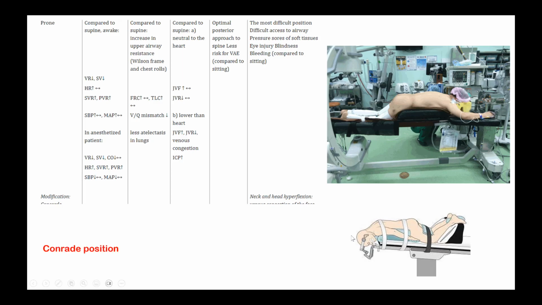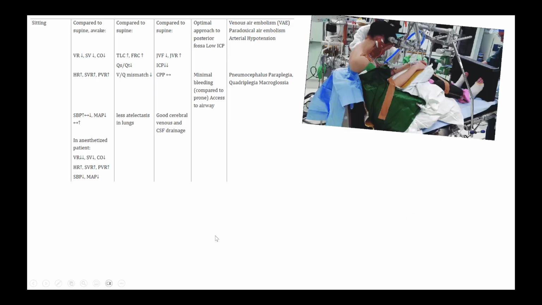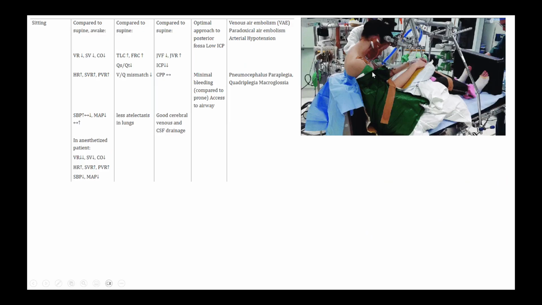Okay? So this is done mainly for the cervical approach, either to a posterior tumor or the cervical spine approach. This is the modified prone position, which is called the Concorde position. And the sitting position is usually adopted, again, for posterior cervical fixation or for tumors in the posterior fossa.